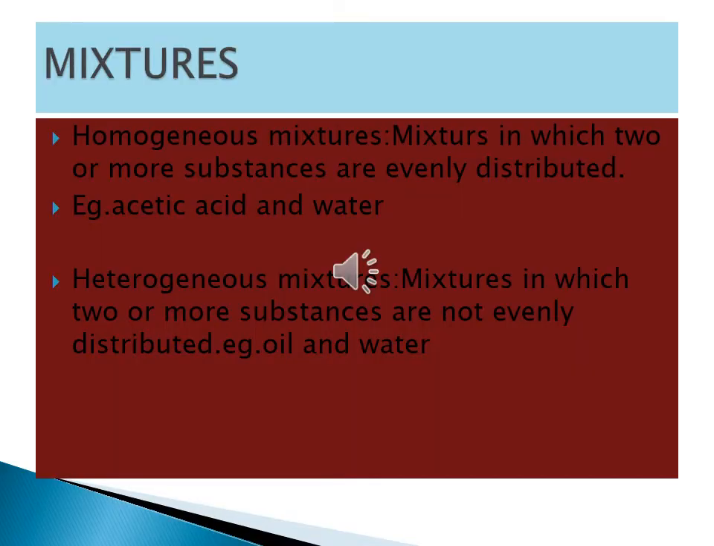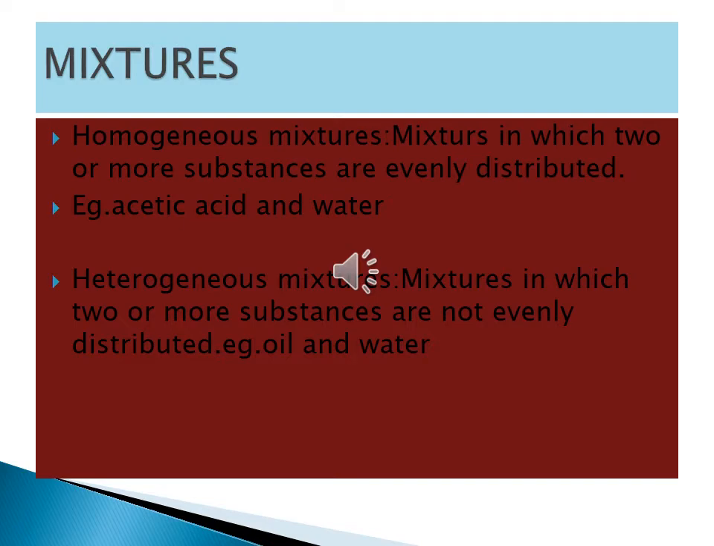Now, we will study about mixtures. Here you see, already we know two types of mixture, homogeneous mixtures and heterogeneous mixtures. So listen, what about a mixture? A mixture is an impure substance. It consists of two or more different elements or compounds that are physically intermingled. That's why a mixture is an impure substance.